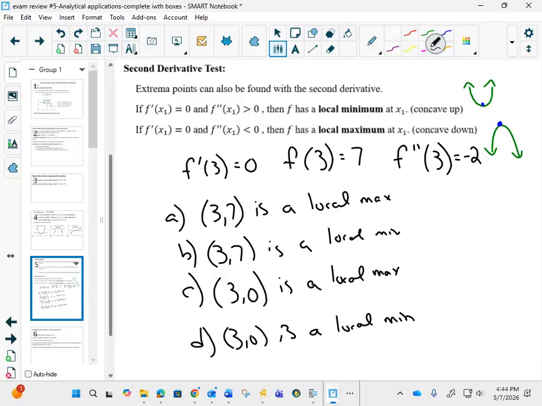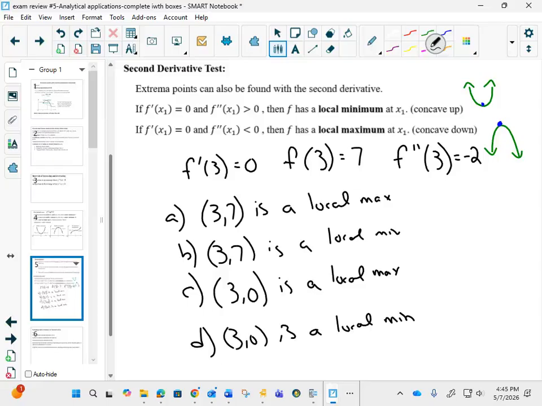(3,7) is a local max, (3,0) is a local max, (3,7) is a local min, (3,0) is a local min. It doesn't seem like there's enough information because you don't know the function. You can't tell if it's increasing or decreasing. So if you only know how to find local maxes and mins with the first derivative test, here you'd be in trouble.